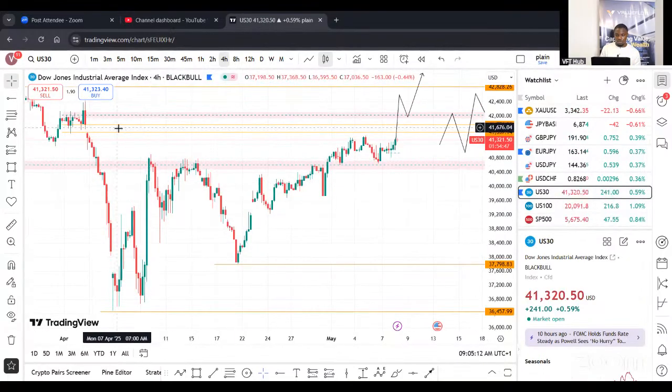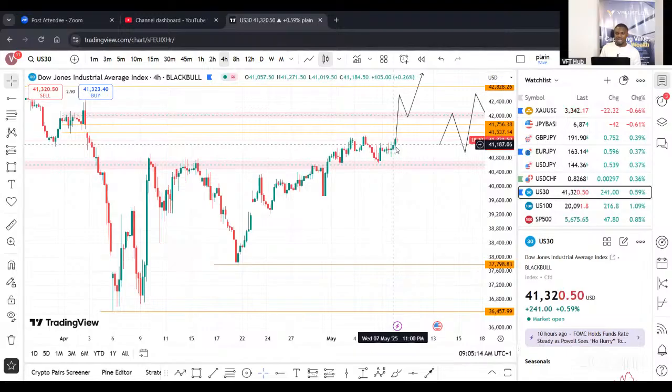Look at US 30, it hasn't happened yet. So we can start looking for a buying opportunity from this zone and then enter into this zone. When we get into this zone, we can watch out for how price reacts, and with that we can make a firm decision. All right.